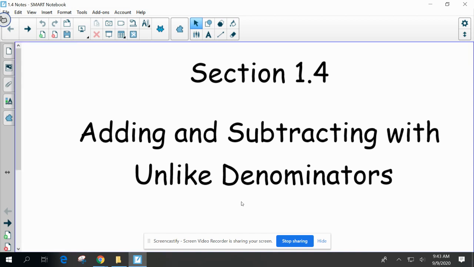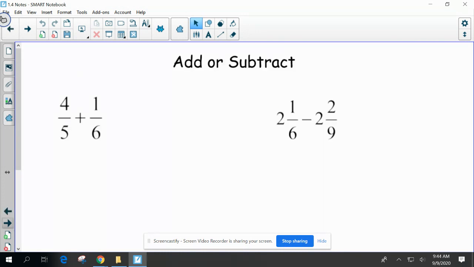All right, so today we're going to work with getting a common denominator, which is a review. We've done this before. So our first two problems, we are adding or subtracting. So remember, adding or subtracting, you have to have a common denominator. Multiplying and dividing, you do not have to have a common denominator.